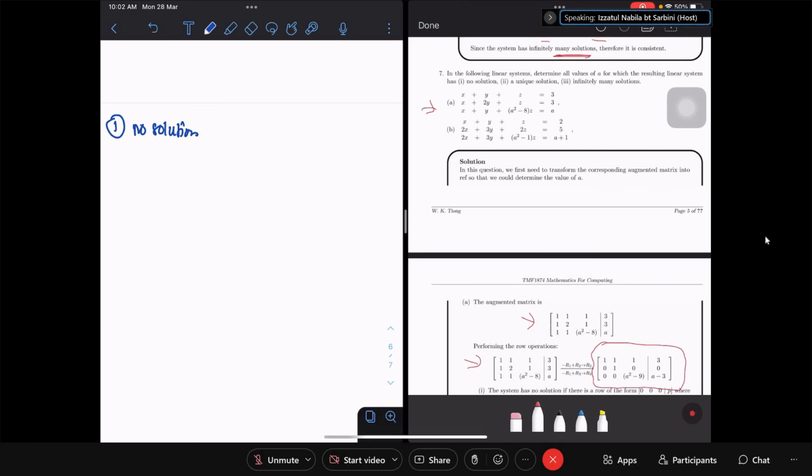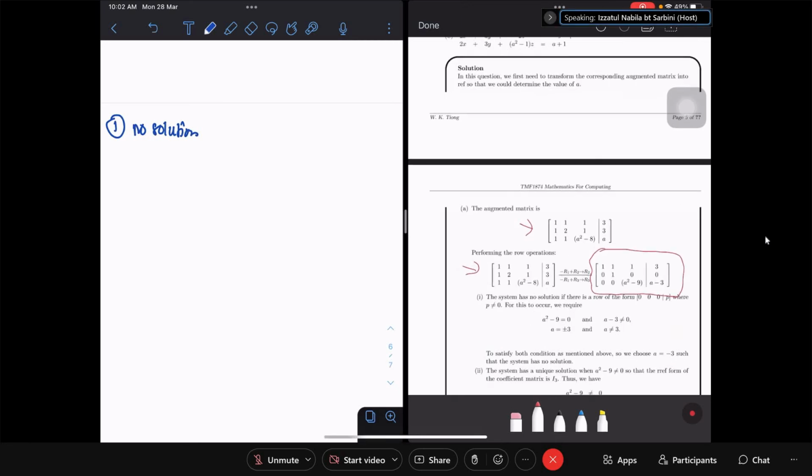Okay, for no solution, if the number of variables and number of equations are the same, in this case it is the same, 3 variables, 3 equations. So for no solution, it will happen if the last row is 0, 0, 0, and then here has a value. This will give you no solution.